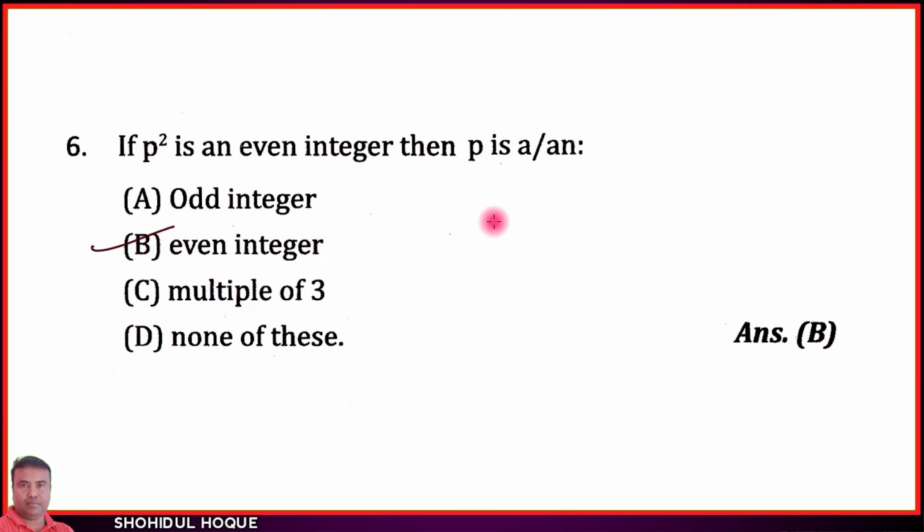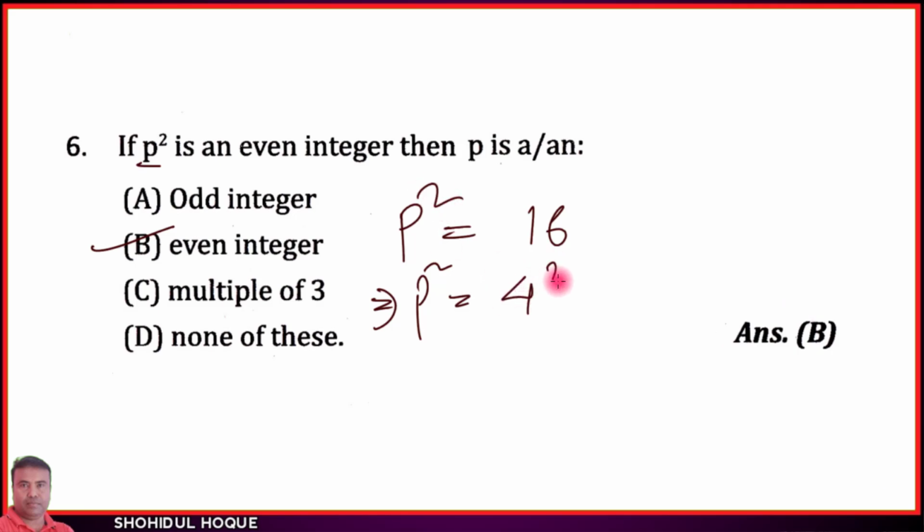How can we understand from this example? Here it is said p square is even, suppose 16. 16 is an even number, even integer. Now let's find out the value of p, whether it will be even or odd. So p square is equal to 16, we can convert it to the square form, that is 4 square. Now cancel the square with square on both sides. Now the value of p is 4 and 4 is an even number.